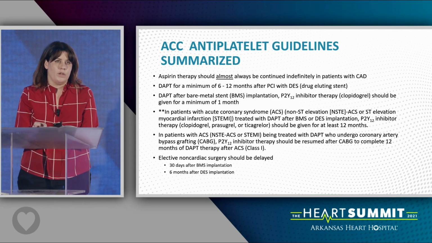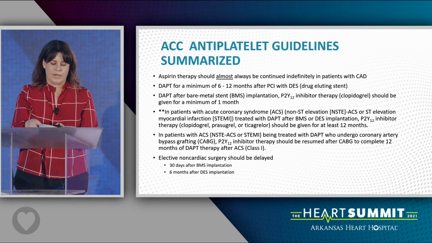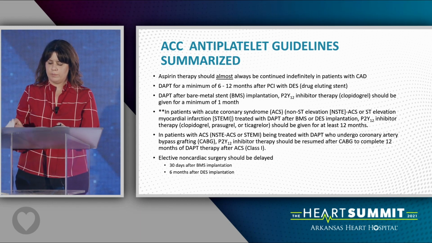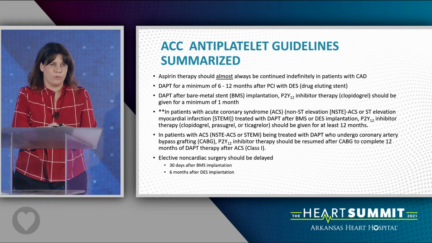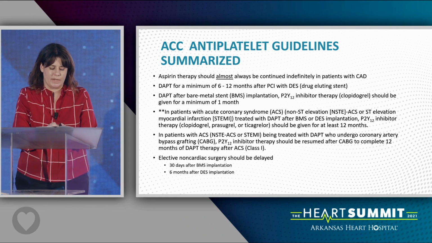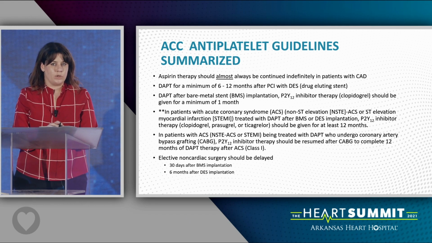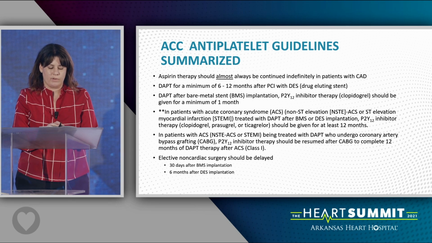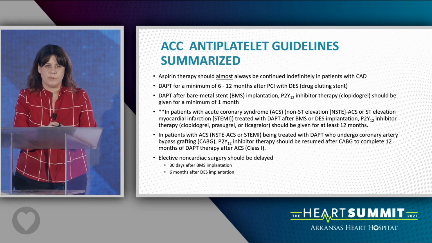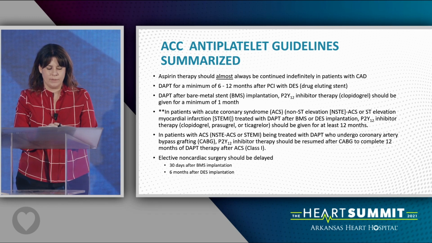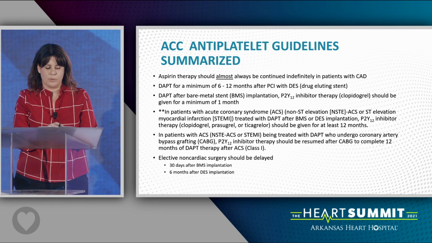The American College of Cardiology has a really nice summarization of their guidelines for us, and this is what we utilize when we're deciding what to put these patients on. So I won't read them all to you because you can read, and you could also look them up if you wish, but aspirin is almost always continued indefinitely. For patients who have a drug-eluting stent, 6 to 12 months of dual antiplatelet therapy, which is aspirin and either Plavix, Effient, or Brilinta. In patients with acute coronary syndrome, they should be on it for a minimum of 12 months.